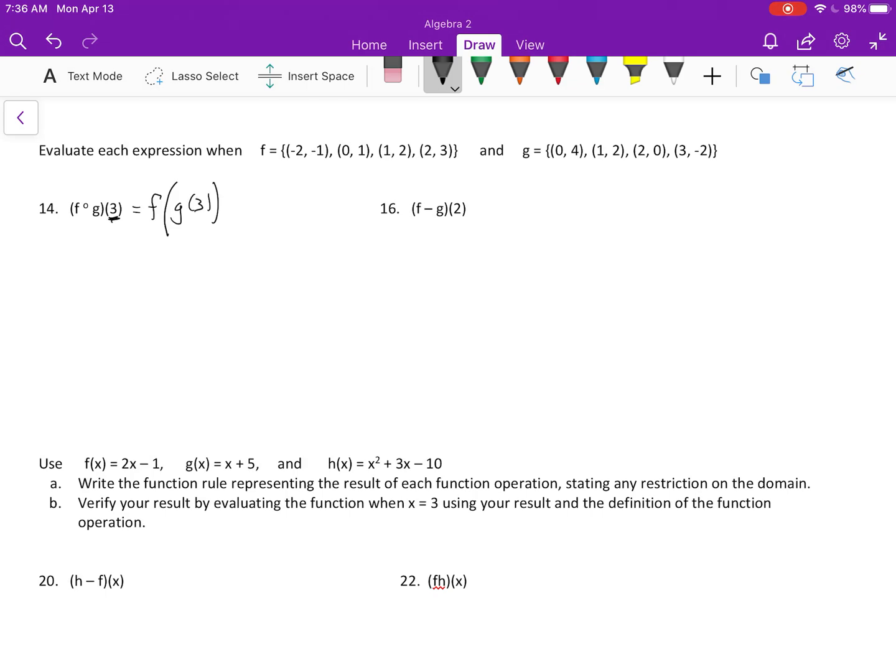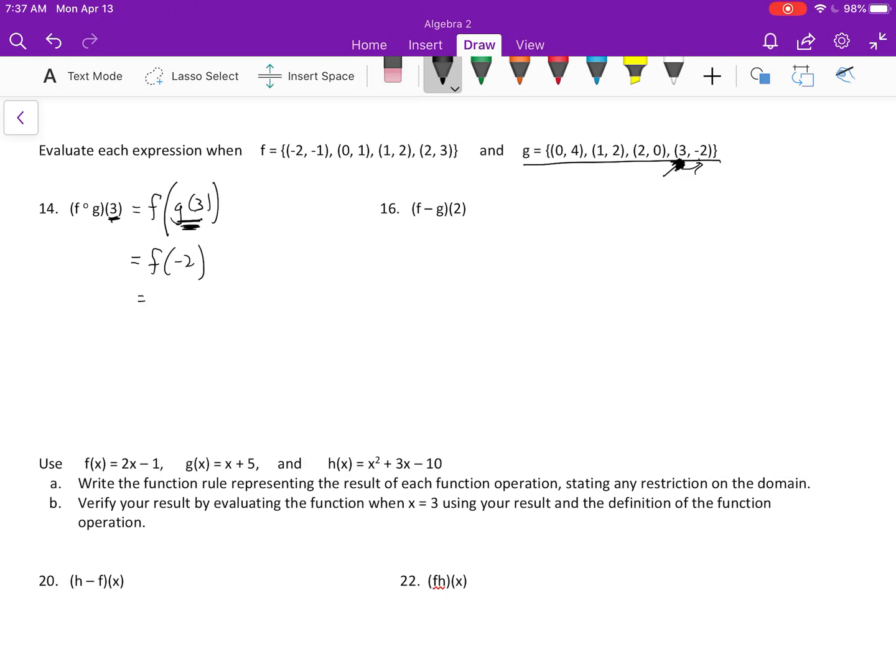Well, in this case, they're actually just asking for g of 3. Well, g of 3 means we want to look at g and find 3. Well, here's a 3 right here. We want to find 3 as a domain value. And what is paired with that 3 is negative 2. So g of 3, this part right here, is negative 2, because when you put 3 in for g, you get negative 2.